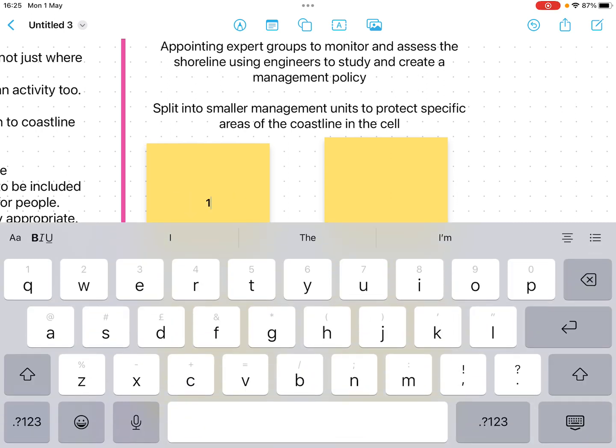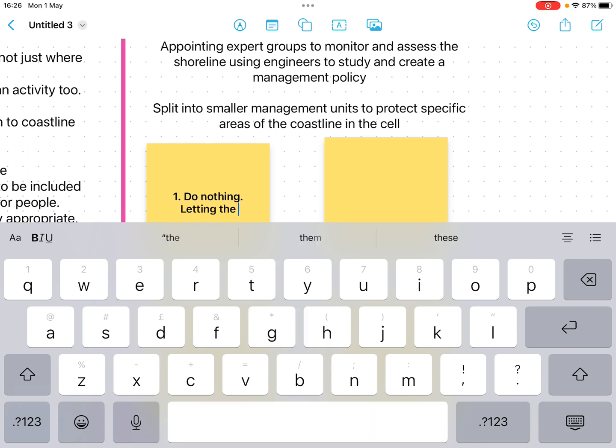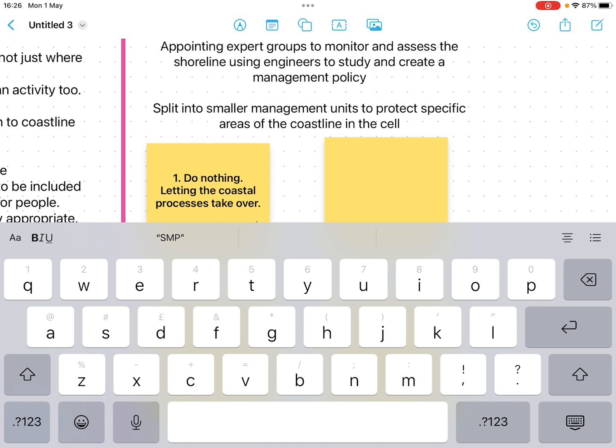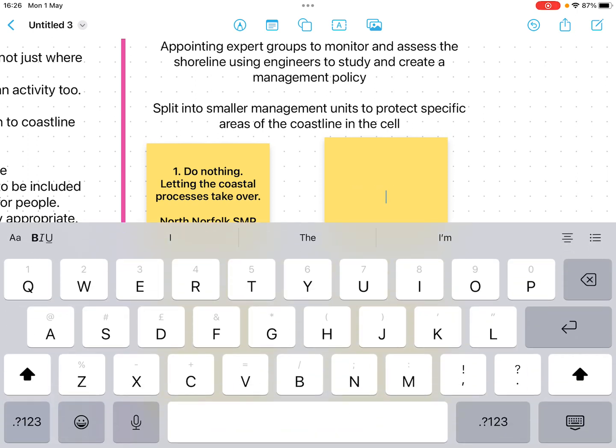The first is that we do nothing. And doing nothing basically means letting the coastal processes take over. Just monitoring the coast, seeing what's happening, and actually not intervening. And a great example of this is the North Norfolk SMP. They have done nothing at Unit 3 in the North Norfolk SMP, and as a result, we see the coastline continuing to erode. But by intervening, they probably make it worse.